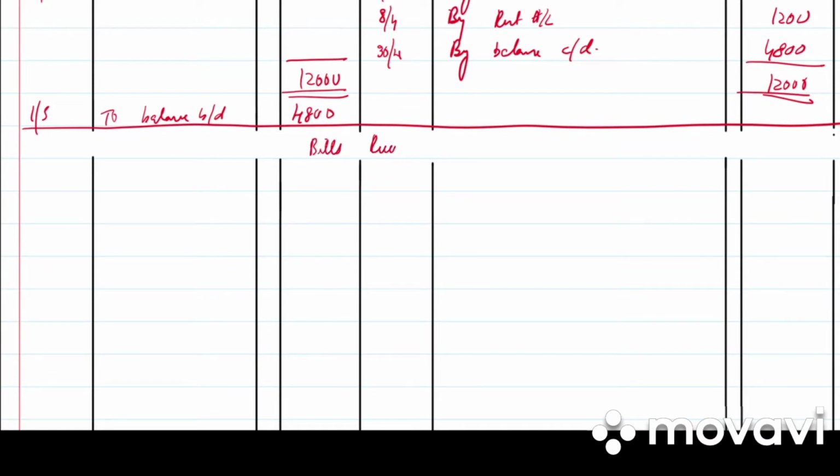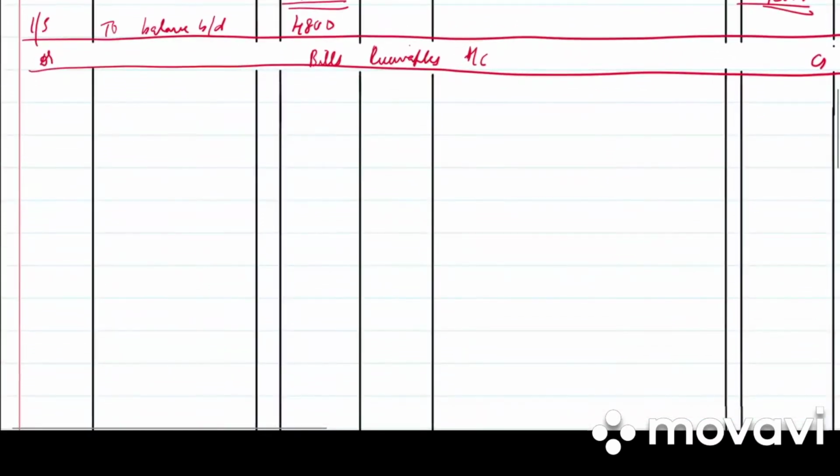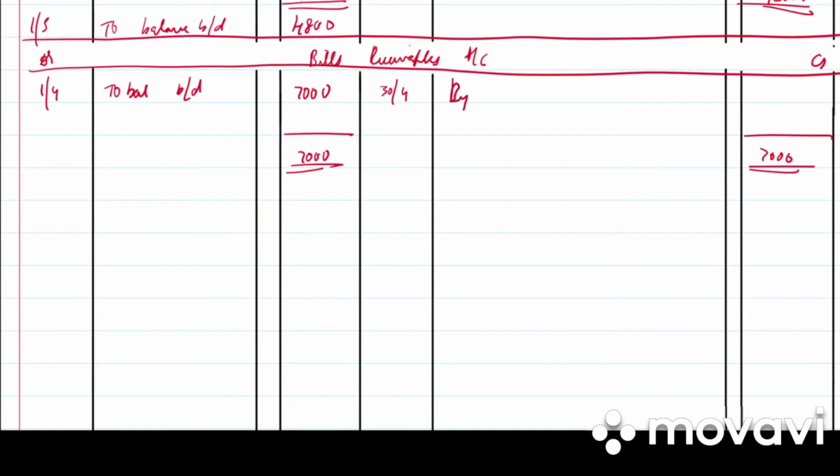Next we prepare the bills receivables account. Debit side, credit side. Draw the format: date, particulars, JF, amount, date, particulars, JF and amount. 1st April to balance brought down. How much is it? 7,000. 30th April, 7,000 is the total of debit side. On credit side we write by balance carried down 7,000. First May to balance brought down 7,000.